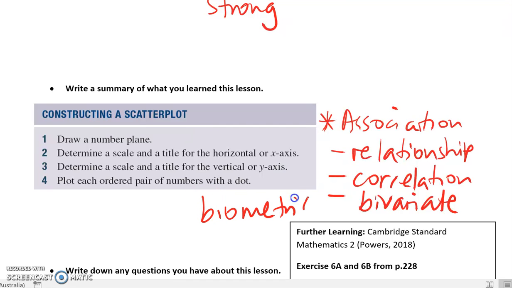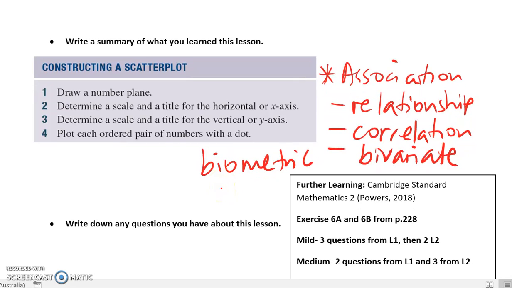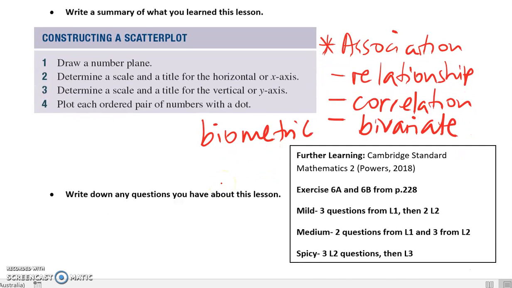So write down some other important things you think, and then you guys are having a look at 6A and 6B. Thanks guys, I hope to see you soon.